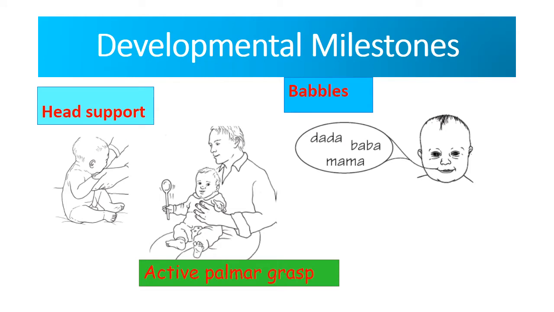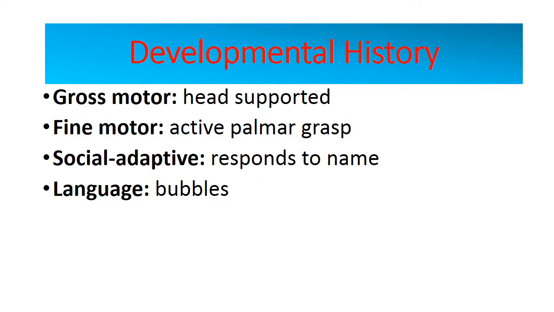The infant has head support. He also has active palmar grasp and he has babbling. Gross motor development, he has head support like a 3-month-old infant, and fine motor development, he has active palmar grasp, also like a 3-month-old infant. Social development, he can respond to his name when called, that's like a 9-month-old infant, and language development, he has babbling like a 9-month-old infant.